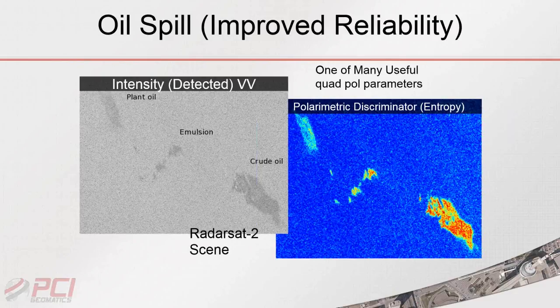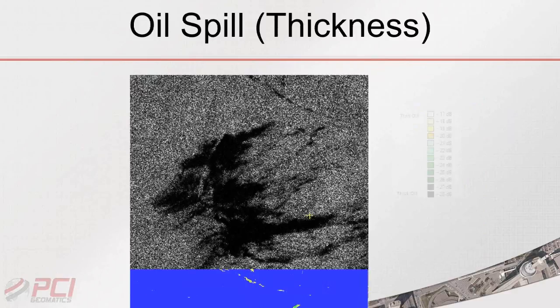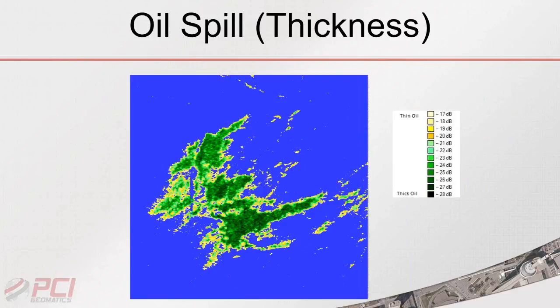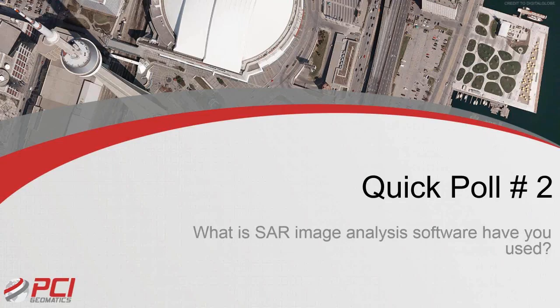Here we have oil spill thickness. So again, using polarimetric discriminators and polarimetric information, we can not only get the extent of the oil, but we can say something about the thickness of the oil inside the extent area. And this is something that can be done using the conformity coefficient algorithm that's available within our software. And it's a very useful way to derive information regarding oil spills.